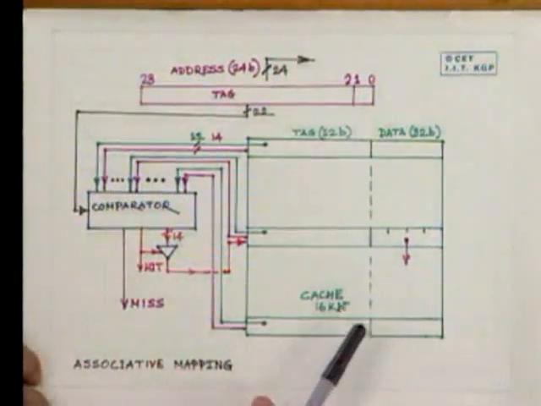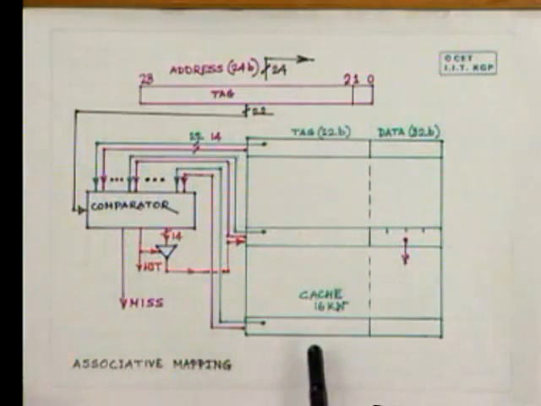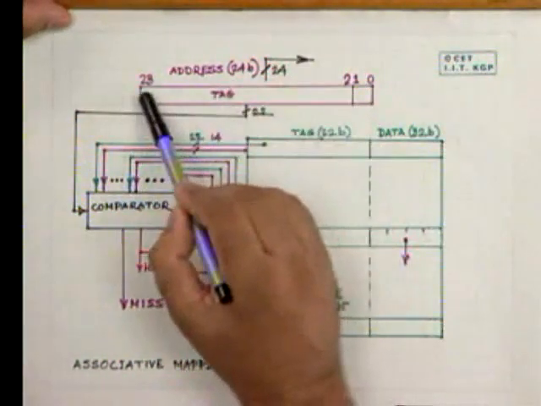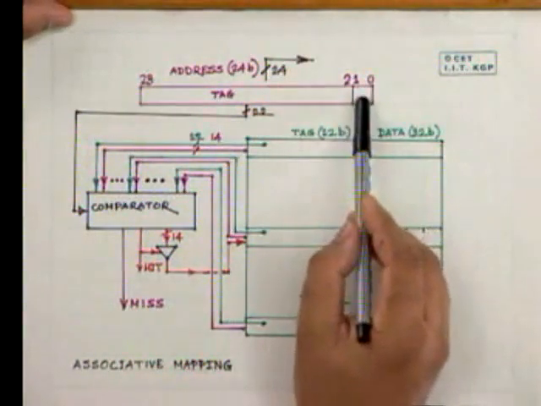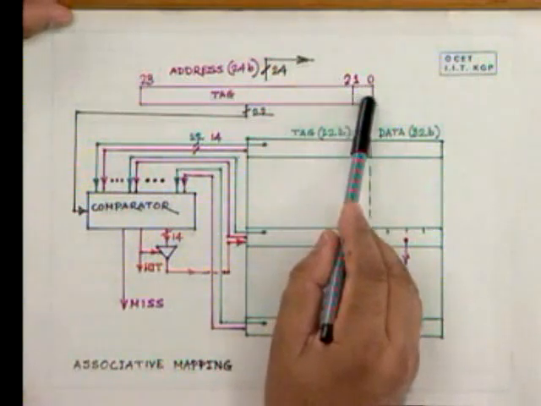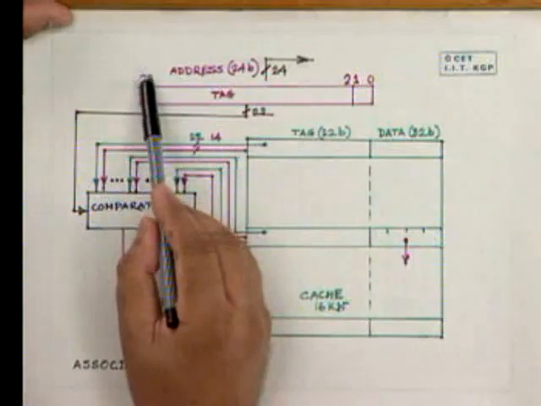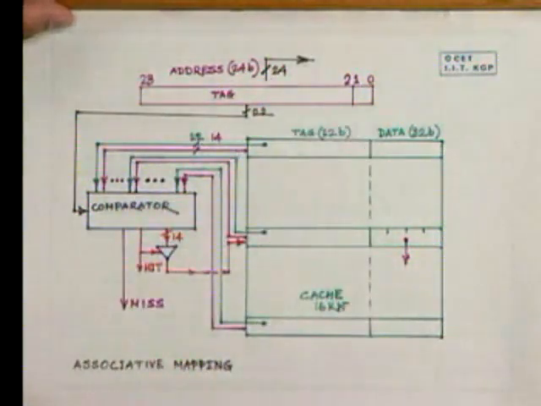Here we have shown an associative mapping. In this case, the 24-bit address is once more divided into two. Here the byte address turns out to be from bit 2 to bit 23. That means this 22-bit part gives the word address or the block address.